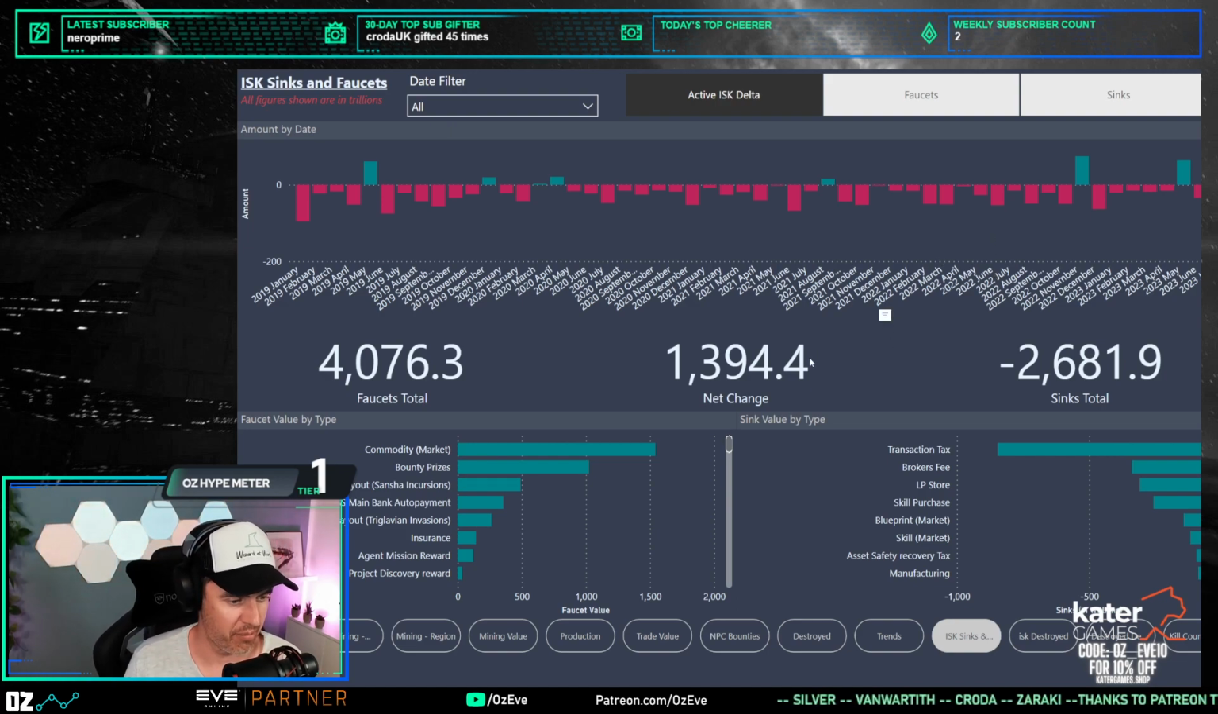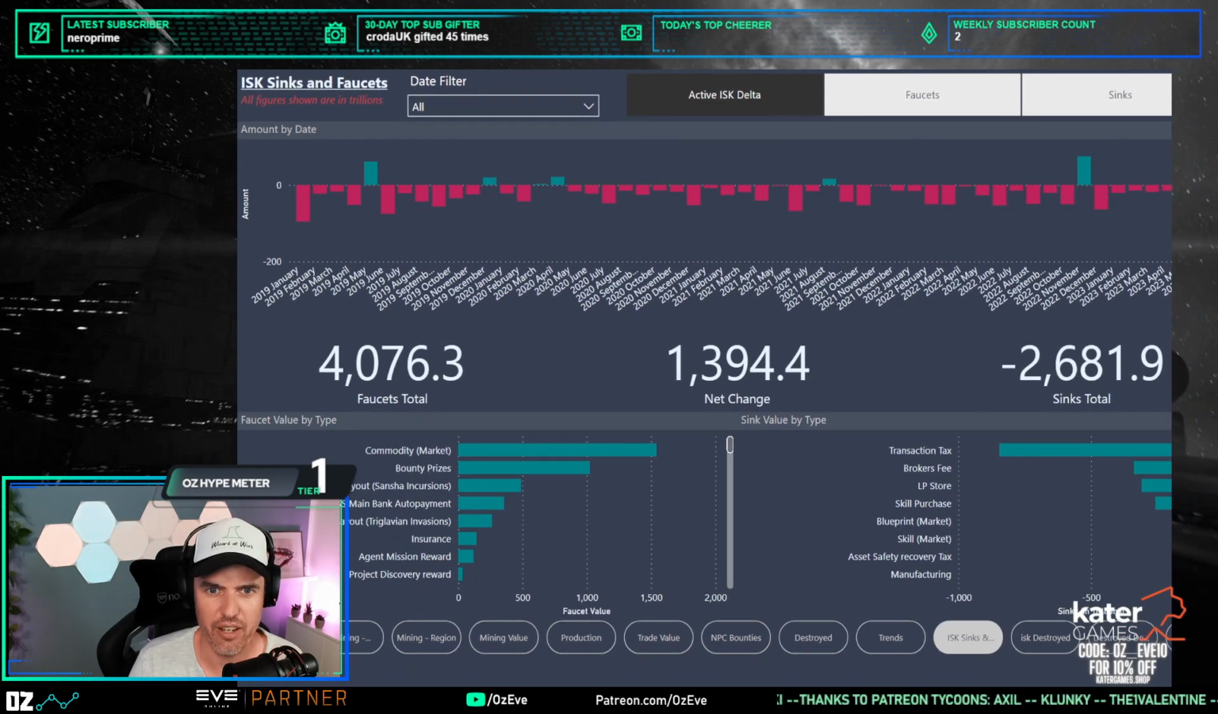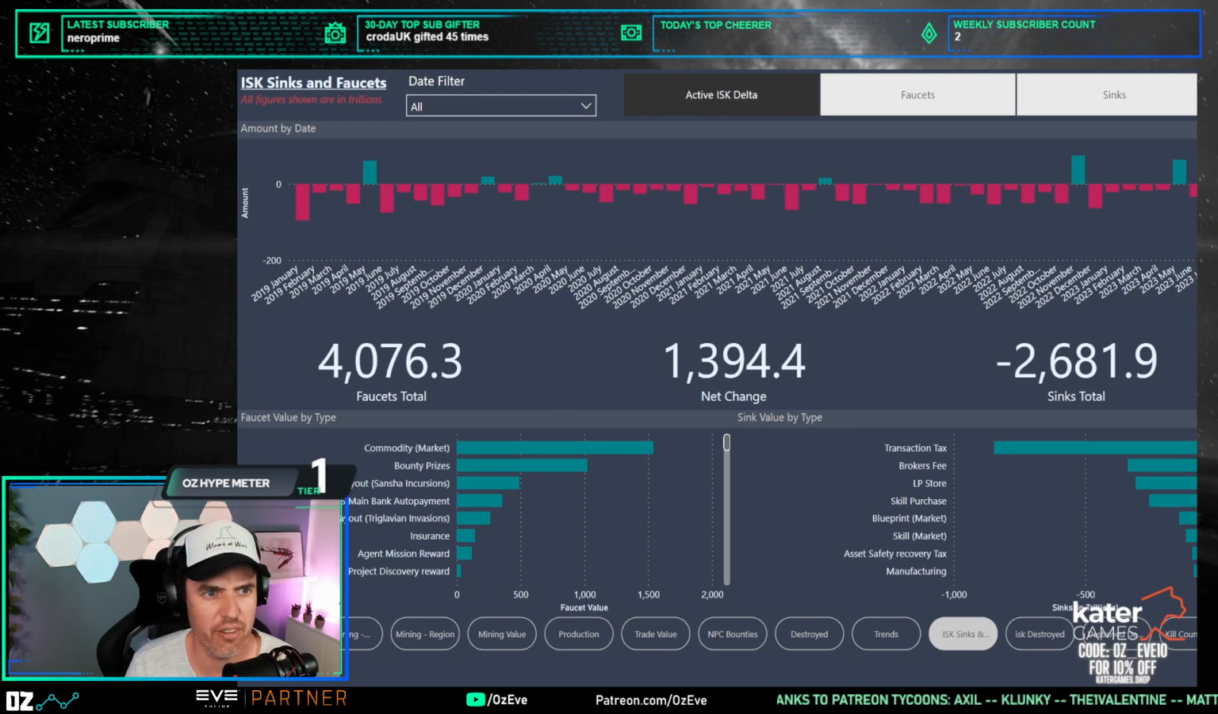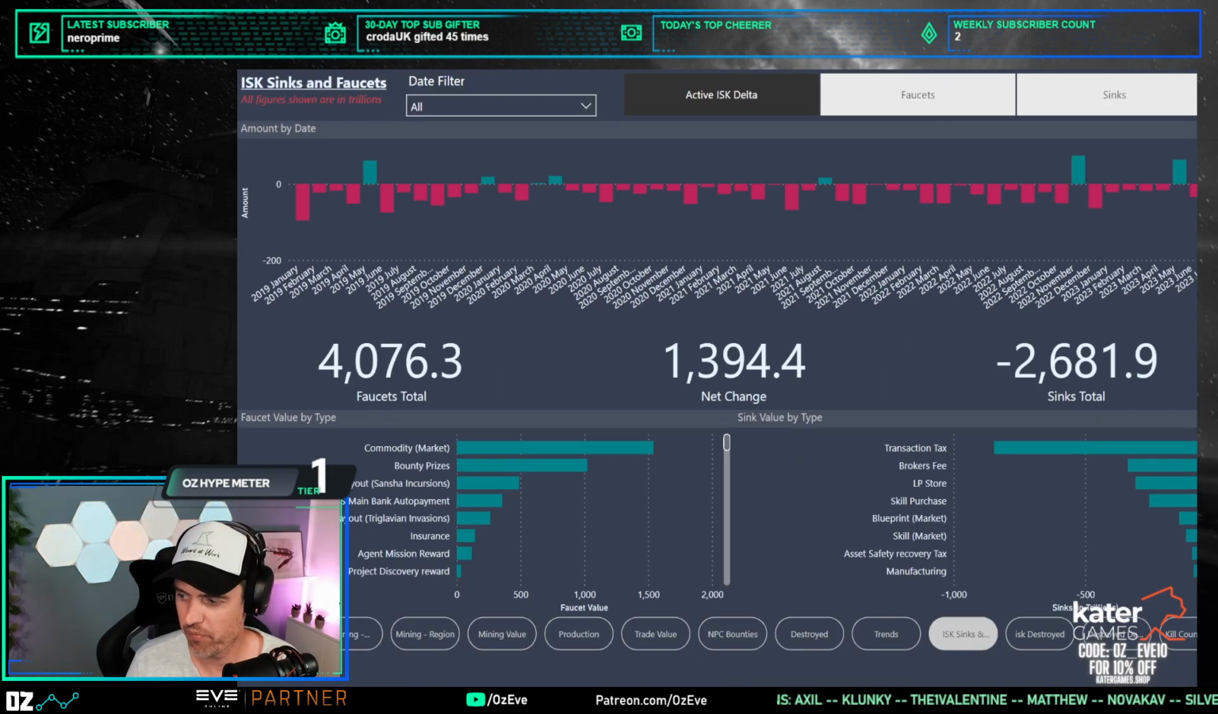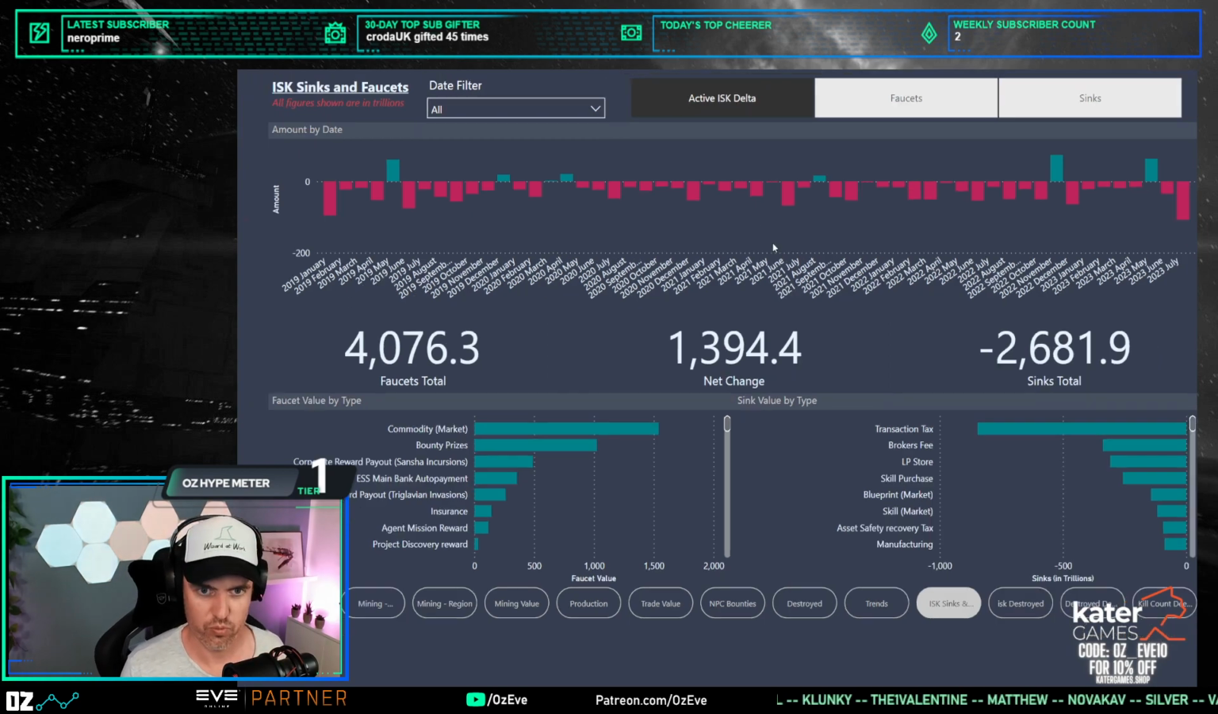Yes, and Marius is right, the active ISK delta also includes the ISK confiscated by GM actions, but in this case it's fairly clear what it is. I don't know why it's not playing nice here. Hold on, give me a second. There, at least you can see that.